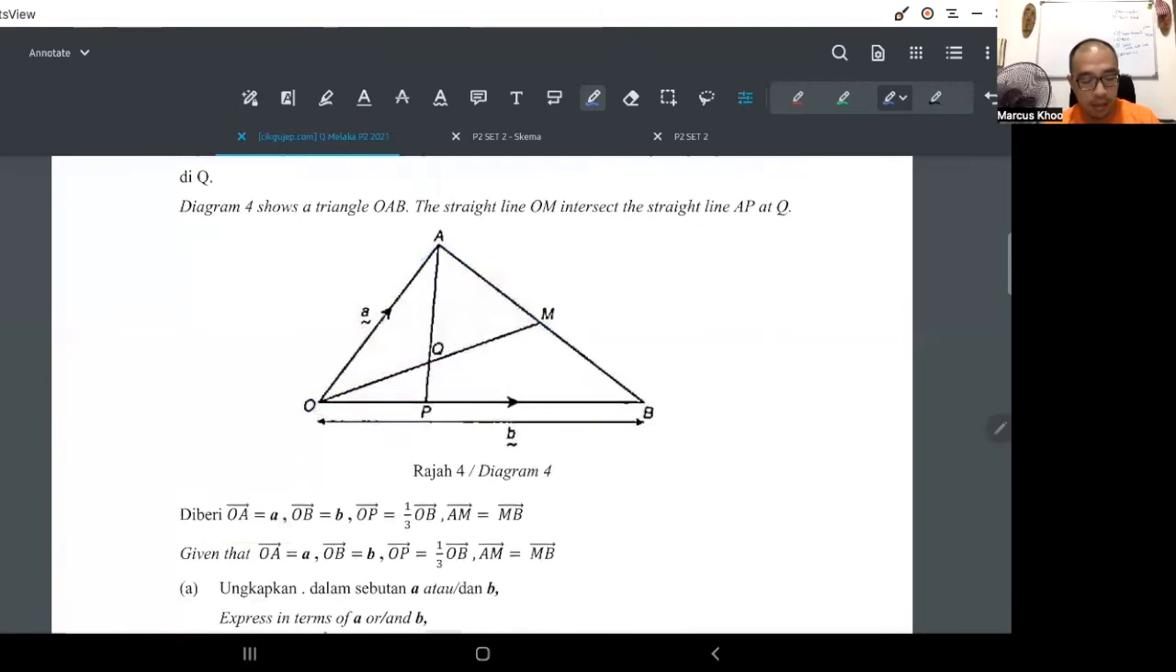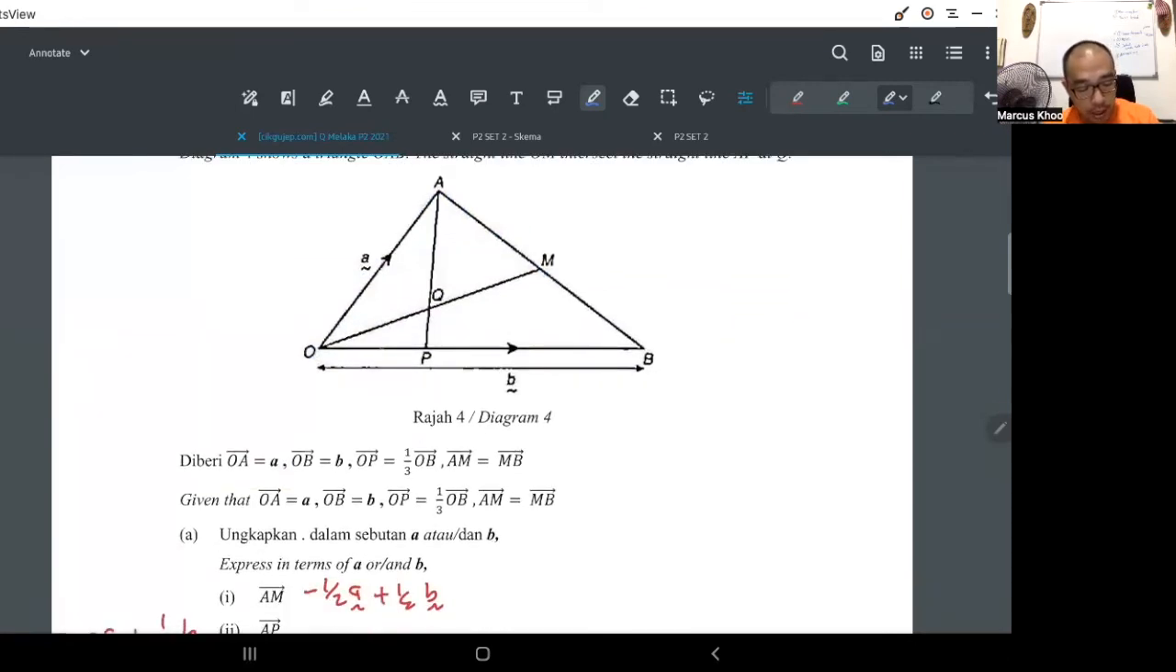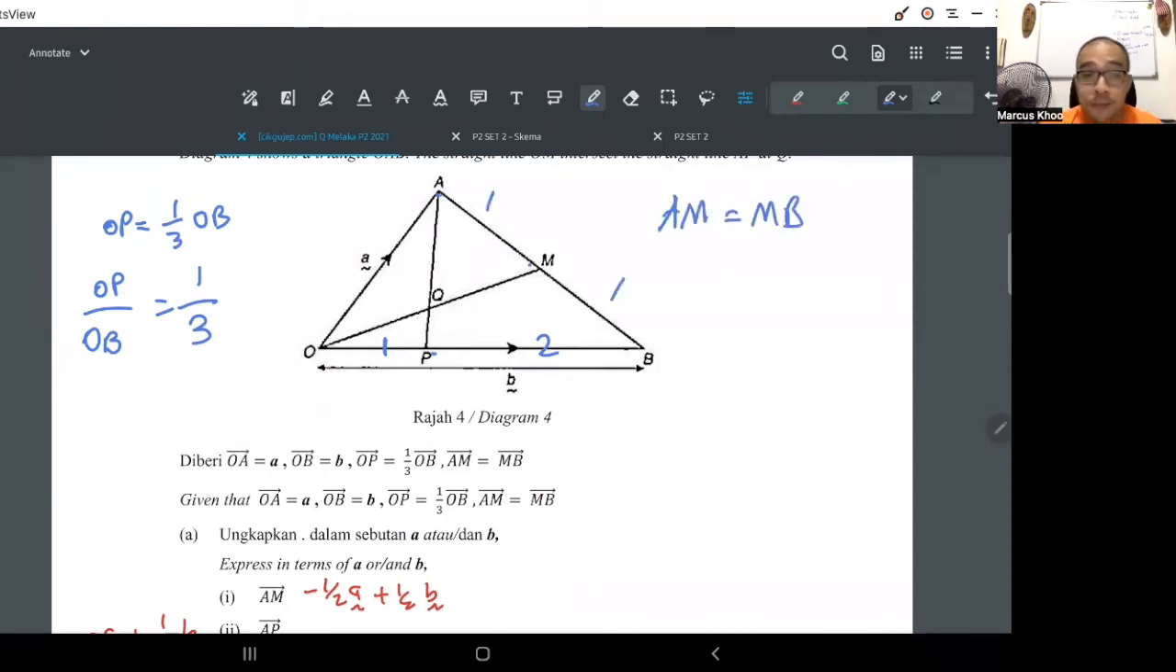You know what? Let's label everything first. OP is 1 over 3 OB, which means that OP over OB is 1 part to 3 parts. So this is 1 part, and how much is this? This is 2 parts. PB will be 2 parts. Likewise, if AM equals MB, this will be 1 part and 1 part. So AM will actually be half of AB.